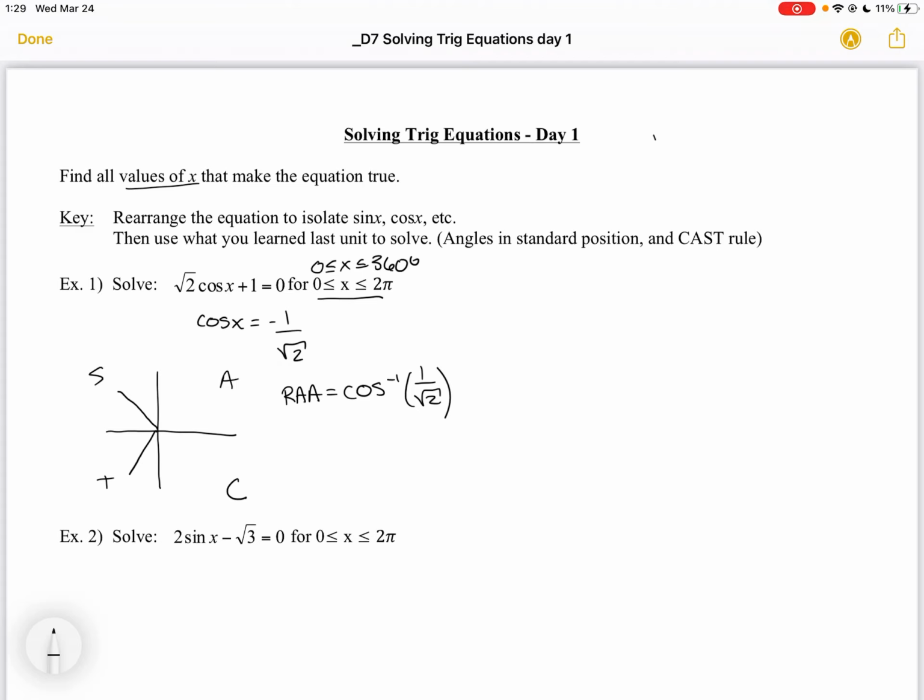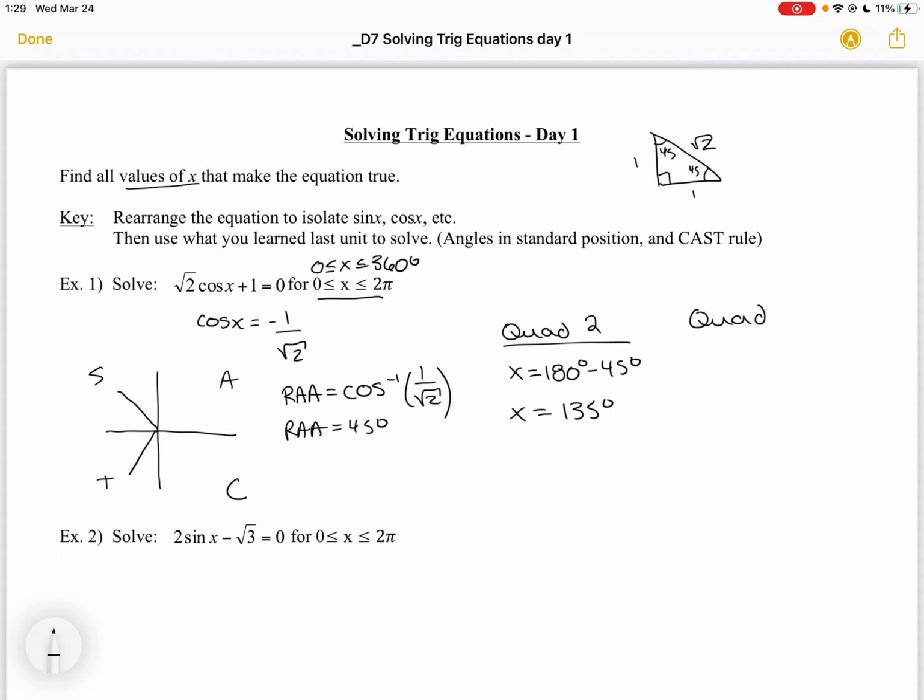Now, red flag right here, remembering my special triangles. I've got 45, 45, 90. I know that my related acute angle here has to be 45 degrees because it's from one of my special triangles. So then I can go to finding my solution in quad 2, which would be 180 degrees minus 45 degrees, which is going to give me 135 degrees. And then in quad 3, I'm going to have 180 plus 45 degrees. And so x is equal to 225.